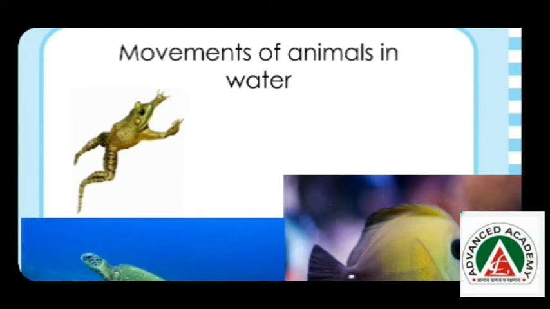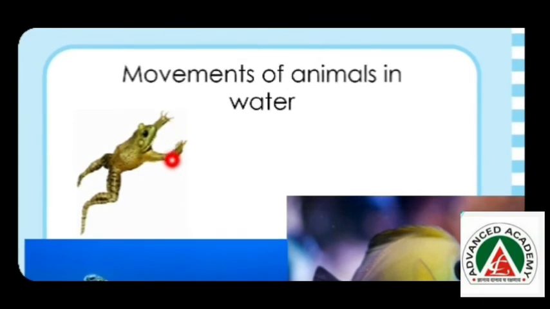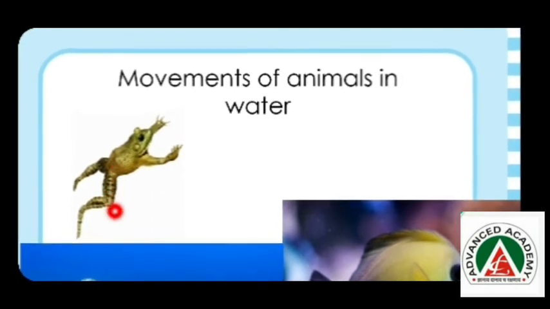Frogs have 4 limbs, F-O-U-R, 4. The front 2 limbs are called forelimbs. They are shorter than the hind limbs. These are the hind limbs. The toes on hind limbs are joined together by thin folds of skin called webbed feet. These webbed feet help them to swim in water.